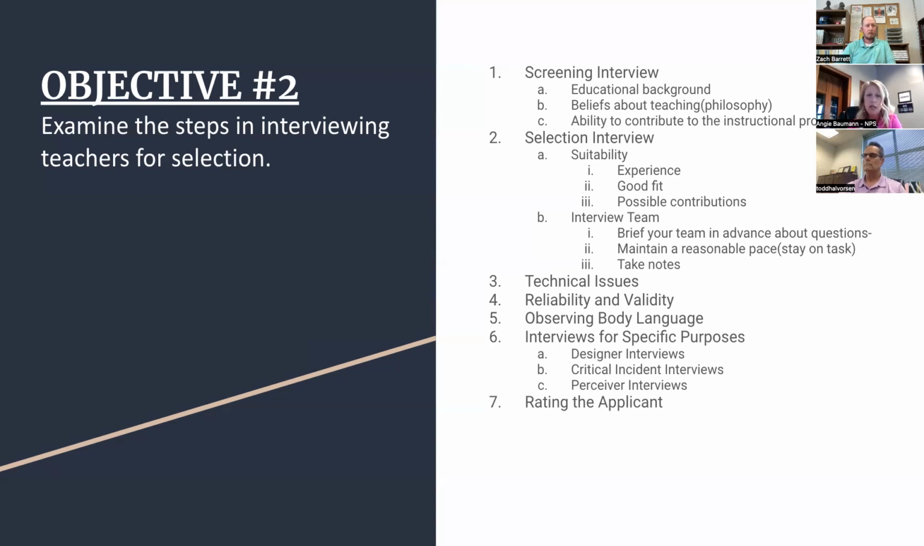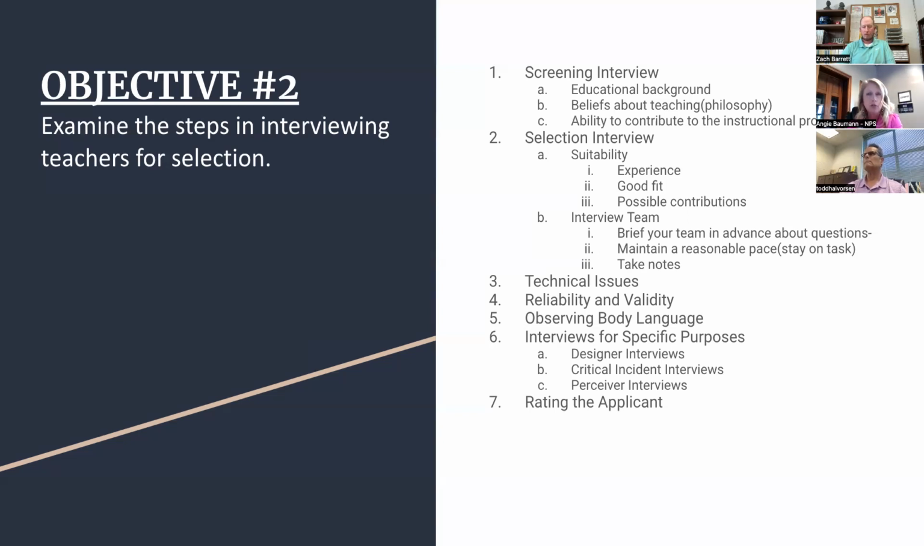And then there was a little bit in the chapter about interviewing for specific purposes, different types of interviews, like designer interviews that might be put together if you're specifically looking for someone to teach in an urban school, which was the example they gave. There might be specific qualities you're looking for in candidates for that fit, so your interview might be designed for that.